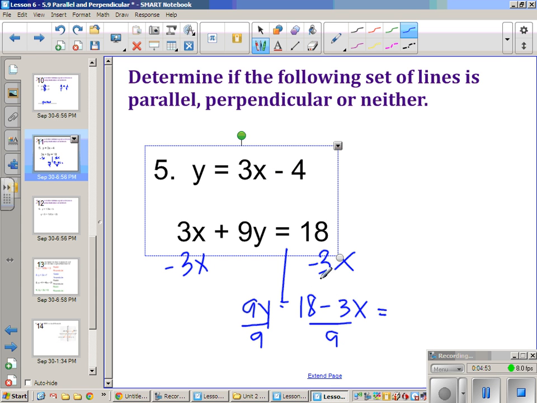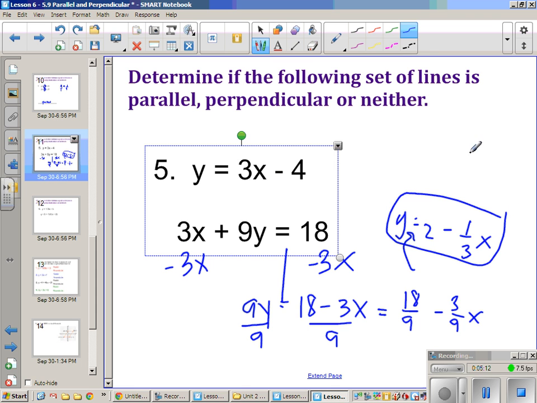Remember, it was okay to leave it like this in your benchmark, but now I need to separate out into 18 over 9 minus 3/9 x. 18 over 9 is the same as 2. And 3/9 is the same thing as 1/3 x. So I end up with my equation being y equals 2 minus 1/3 x.